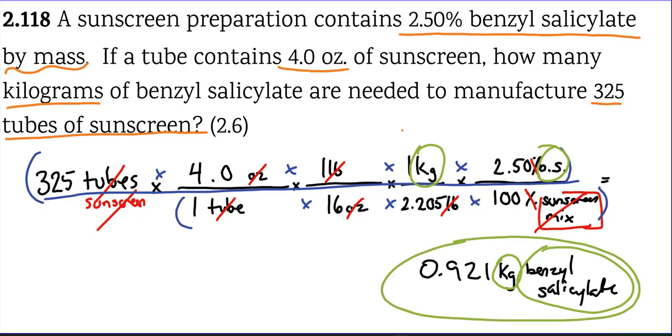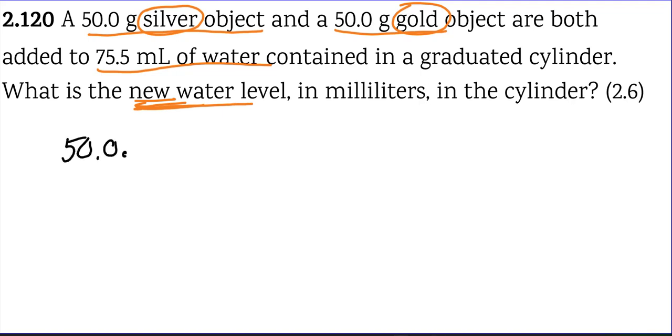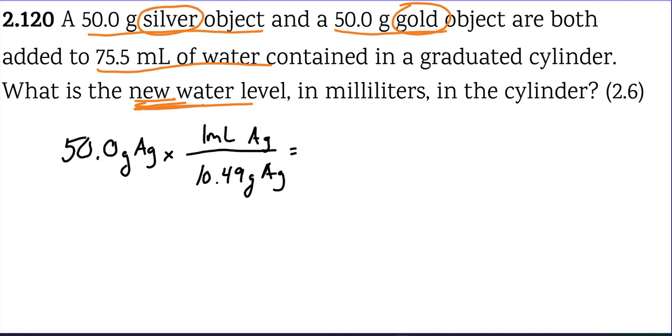The next one, we have volume displacement. We have 50 grams of silver and 50 grams of gold going into 75.5 milliliters of water. These objects of gold and silver are going to cause the water level to rise. Now, we don't know the exact size of these objects, and so we're going to use the density of each that we looked up off of a reference, perhaps a periodic table, to figure out how many grams there are per milliliter. Then we can apply that to the 50 grams of each and figure out what the volume of each of these objects was.